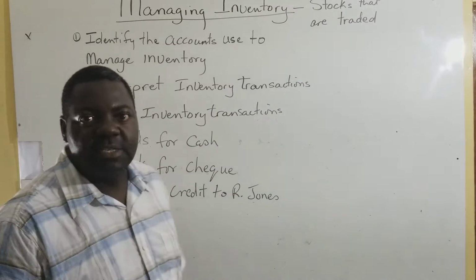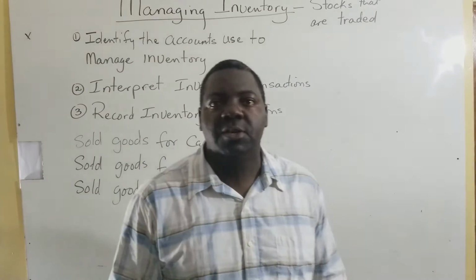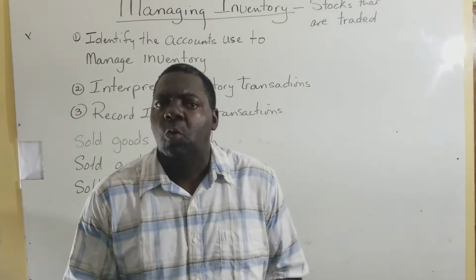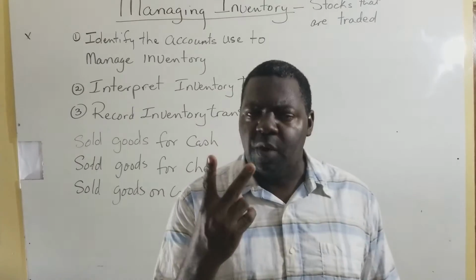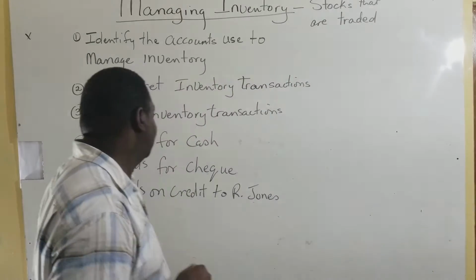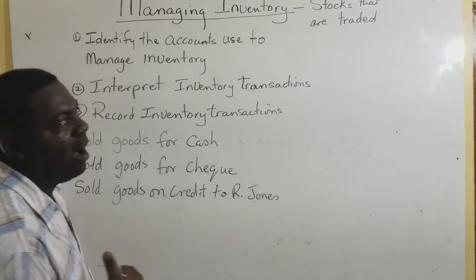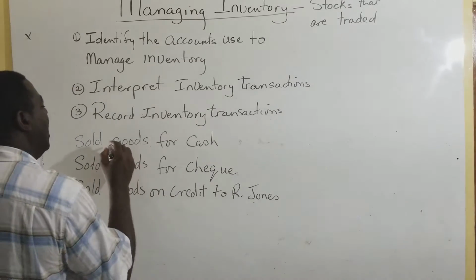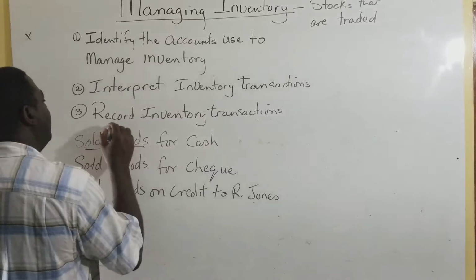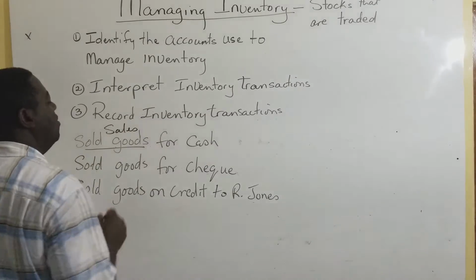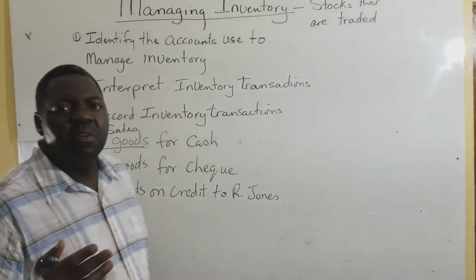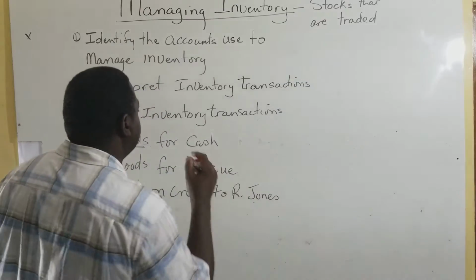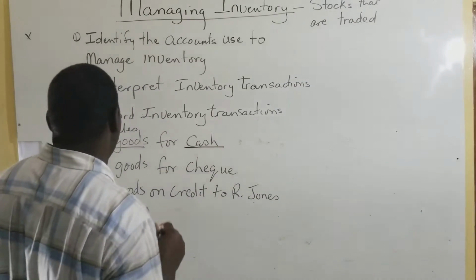Now, the transaction says sold goods for cash. Remember in our last lesson we indicated that when we're going to interpret any transaction, we're going to ask ourselves at least two questions. So what are we selling? We are selling goods. And because we're selling goods, we open what now? The sales account. What are we receiving when we sell the goods? Cash. So the next account is cash.